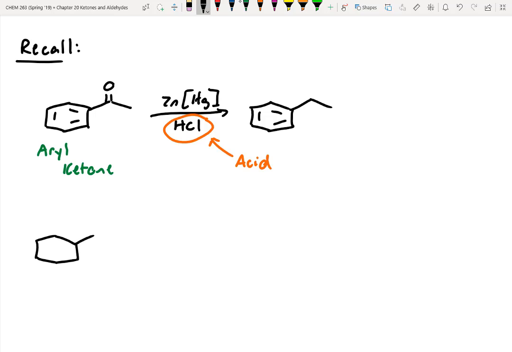All right, there was another one that we saw. I'm going to just make this a non-aryl ketone because this one will work for any sort of ketones and aldehydes. And this one was a bit more complicated. In step one, let me make this bigger even.